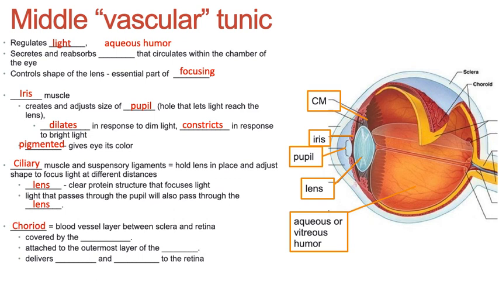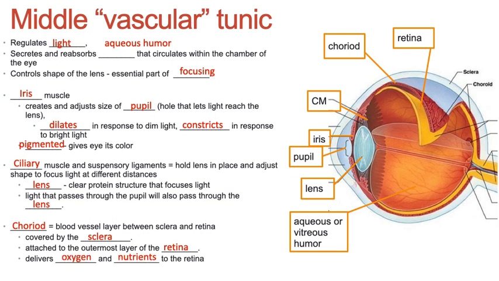The choroid is the blood vessel layer between the sclera and the retina. Okay, you can see this sort of bent over here in this image. It's covered by the sclera, so the sclera is outside of the choroid, and it attaches to the outermost layer of the retina. And so the retina, you can see here, is this yellow layer in this image. It delivers oxygen and nutrients to the retina, so it has an important role.